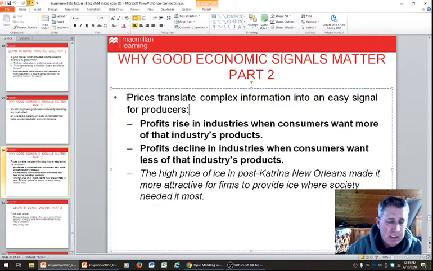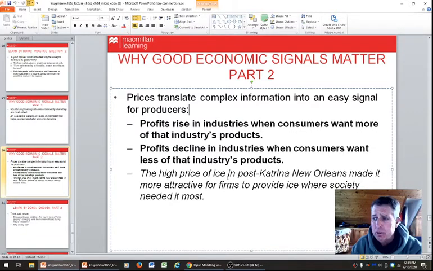Anyway, savings turn into investment, which turns into goods and services. I look at things from a producer's, production standpoint, whereas the Keynesian looks at things from the consumption standpoint. It's two sides of a coin. But we agree on this: prices translate complex information into an easy signal. Profits rise when consumers want more of that industry's products. Profits decline. In Murray's lectures, he talks about total revenue.